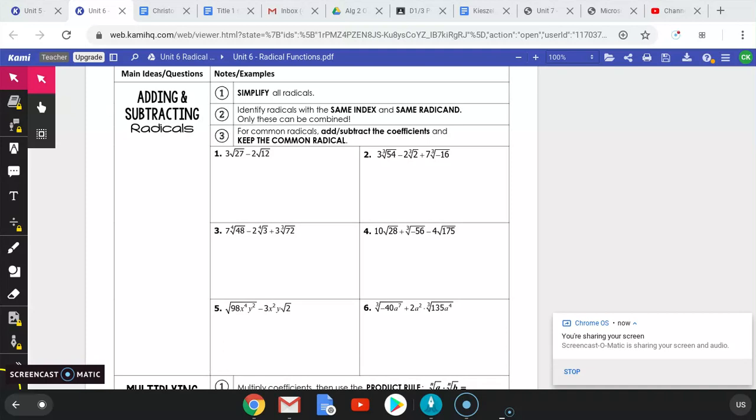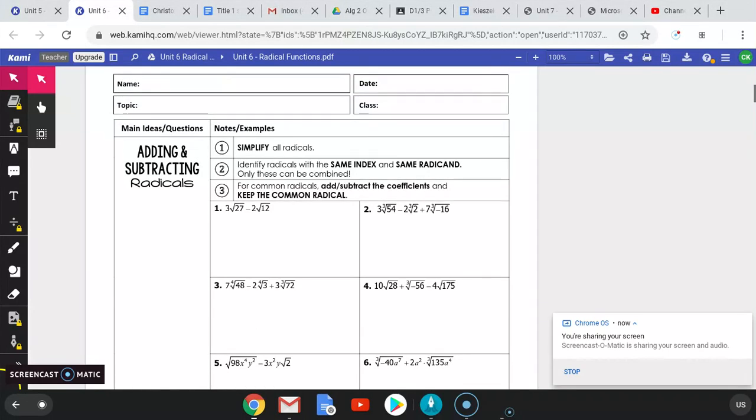Hello boys and girls, this is Mr. Kizik, and in this video we're going to be looking at how to add and subtract radicals and multiply radicals. So this will be utilizing last week's lesson, which was just simplifying radicals.